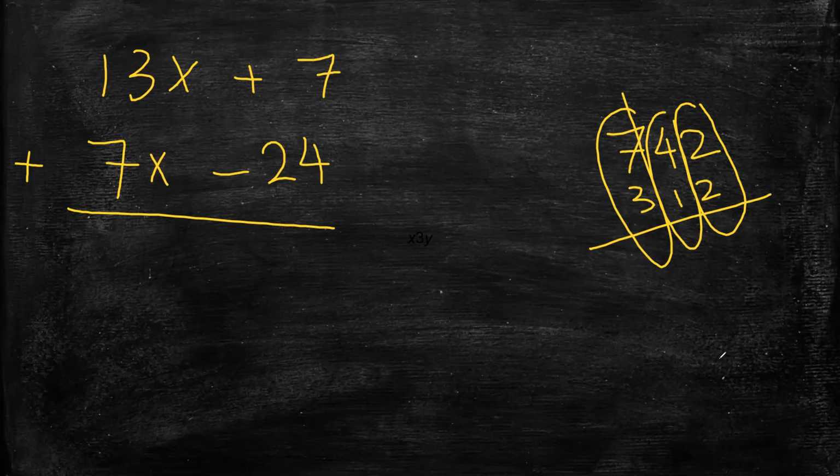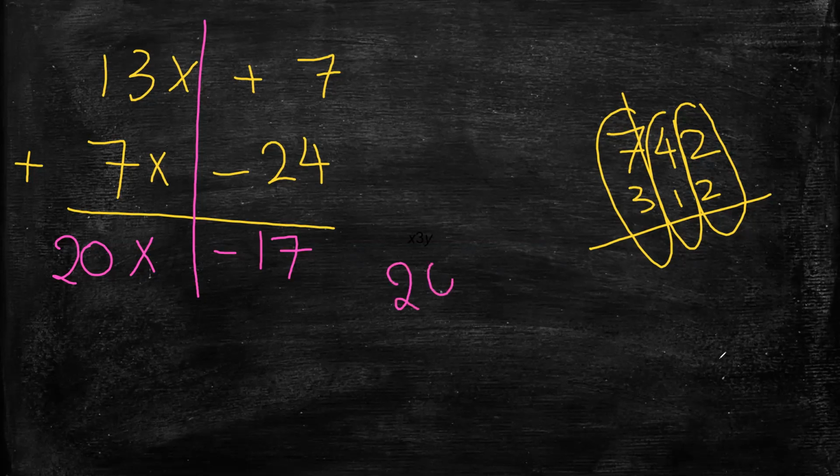You can do it like this. Now, 13x plus 7x is 20x, and positive 7 minus 24 is negative 17. So, the final answer is 20x minus 17. This is how we can add two binomials.